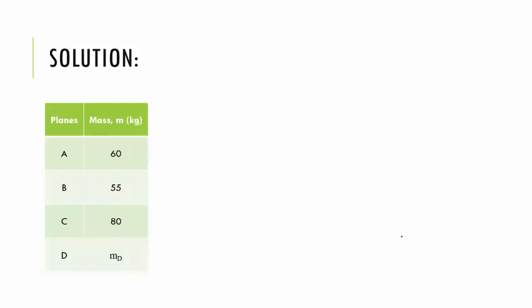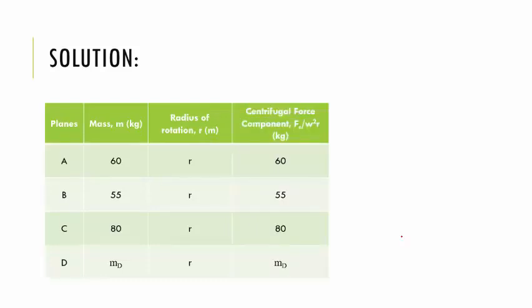The masses located at planes A, B and C are given in the problem. For complete balance, the amount of rotating mass to be added at plane D should be calculated. It is given that all the rotating masses at planes A, B, C and D are of equal radius. So we can calculate the centrifugal force component generated by the rotating masses. The formula for centrifugal force Fc is equal to m into omega square into r.